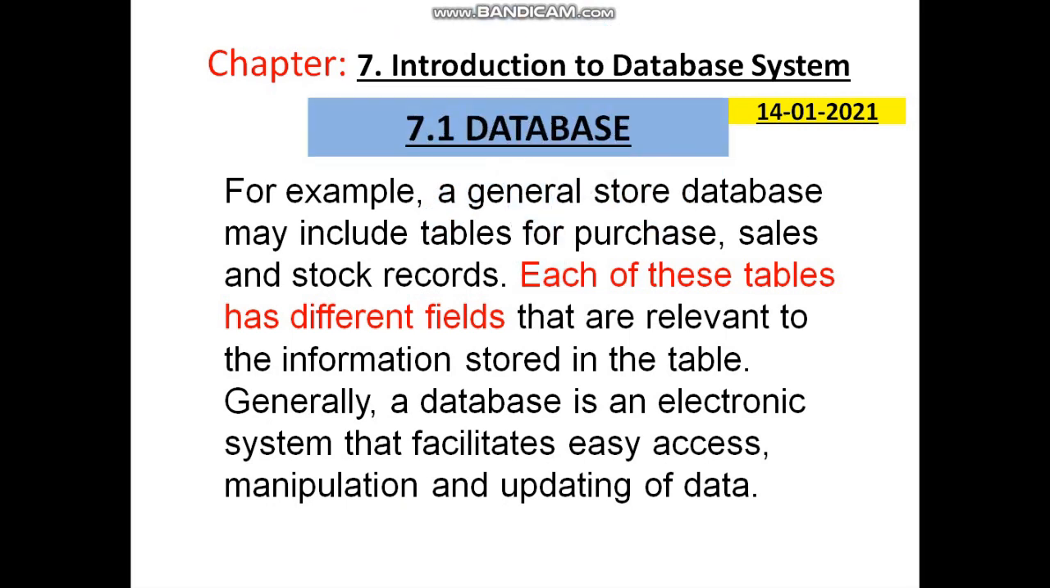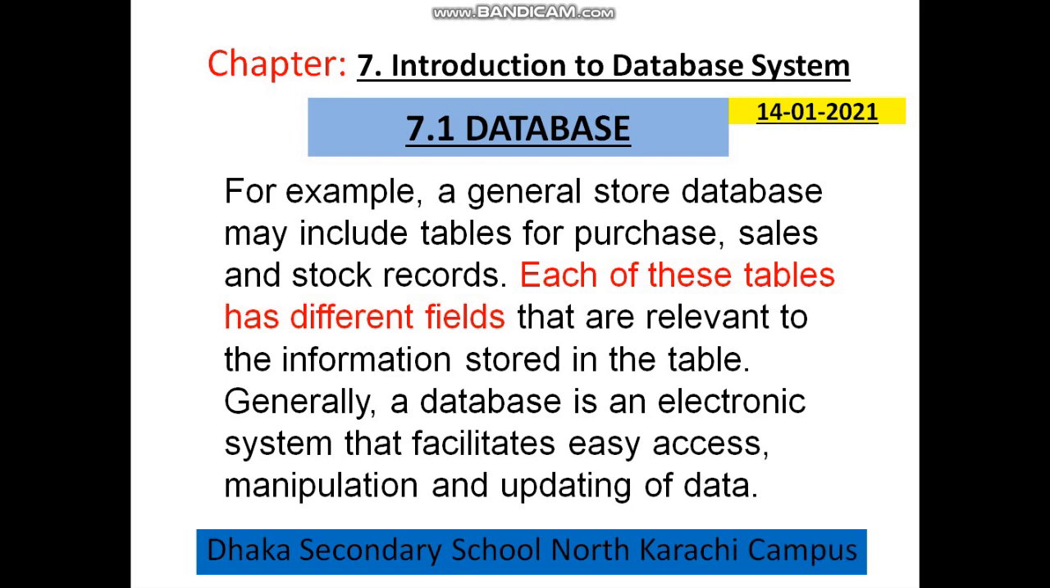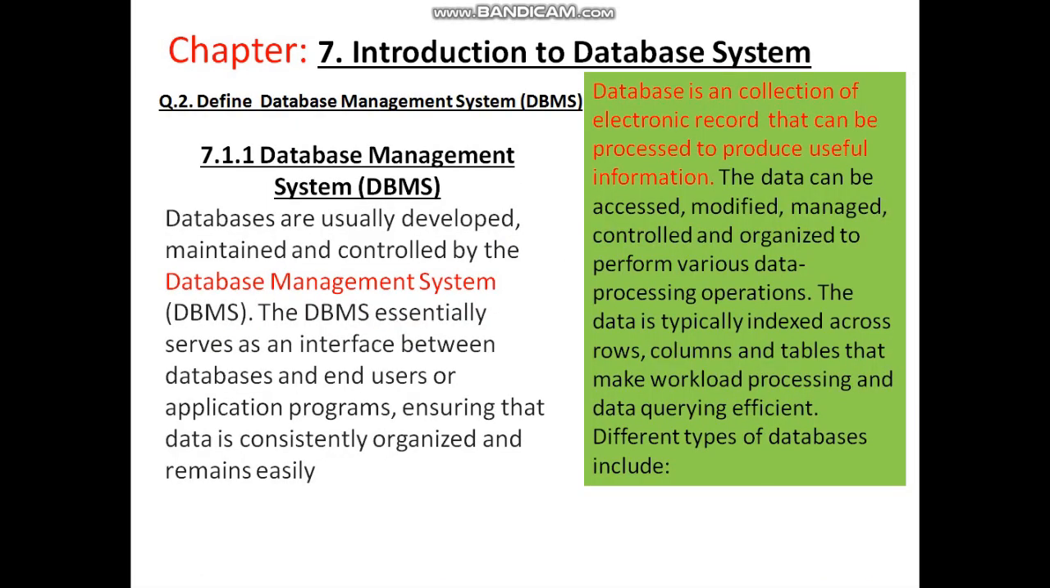For example, a general store database may include tables for purchase, sale and stock record. Each of these tables has different fields that are relevant to the information stored in the table. Generally, a database is an electronic system that facilitates easy access, manipulation and updating of data.